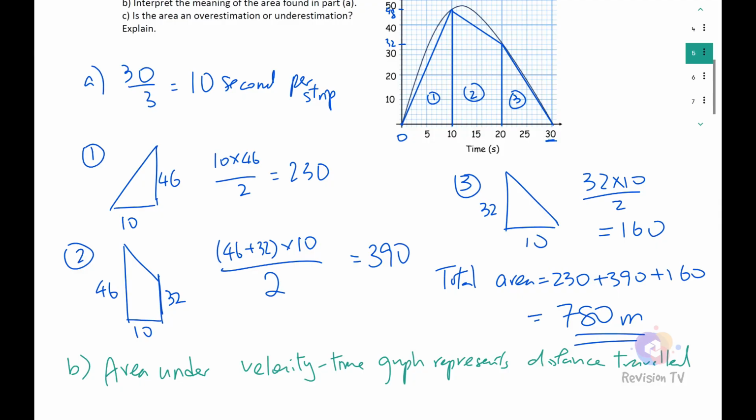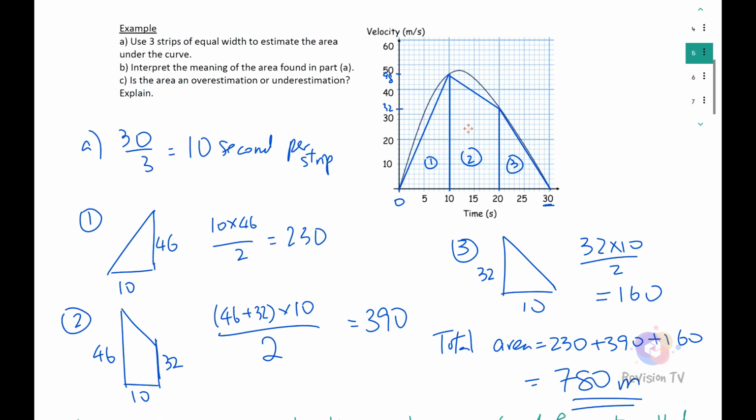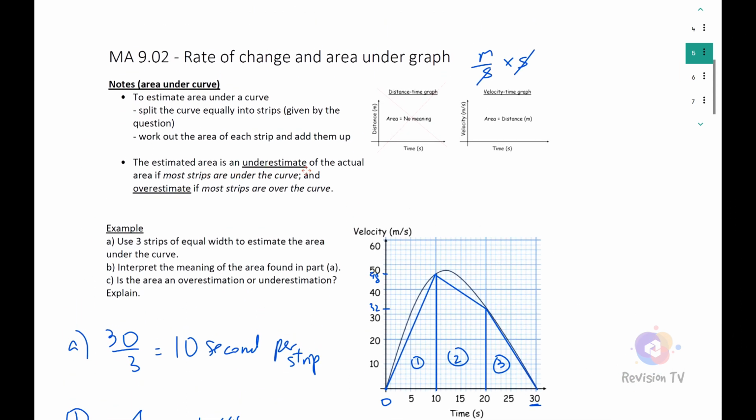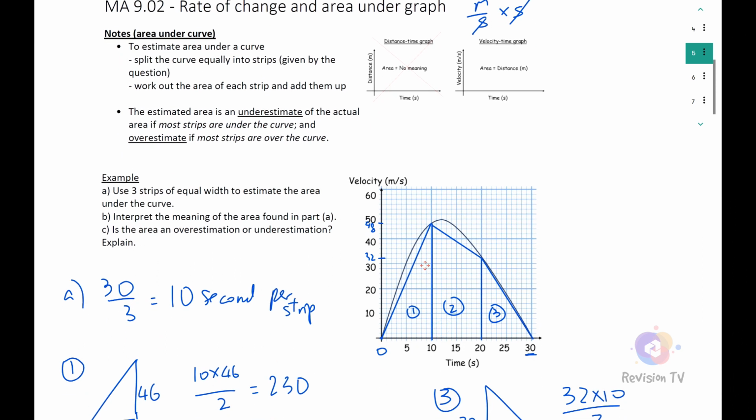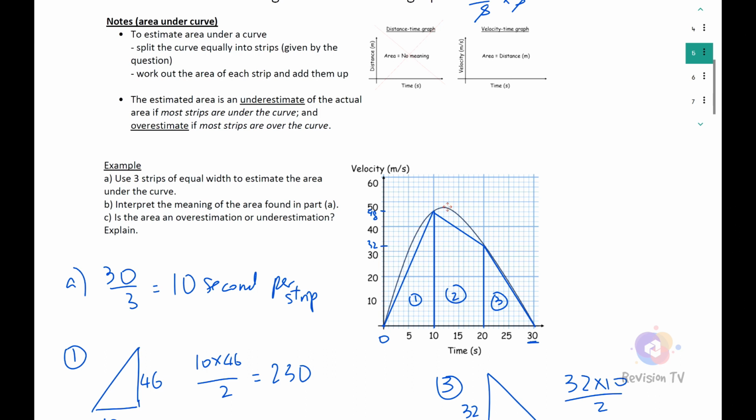You can say traveled in the first 30 seconds. Okay. Question C is on top. Is the area an overestimation or an underestimation? Well, if you look at the shapes that we made, you can see the area we made is actually under the graph. So if it's under the graph, it's an underestimate because most strips are under the curve. The area we found has not accounted for the gaps in there.